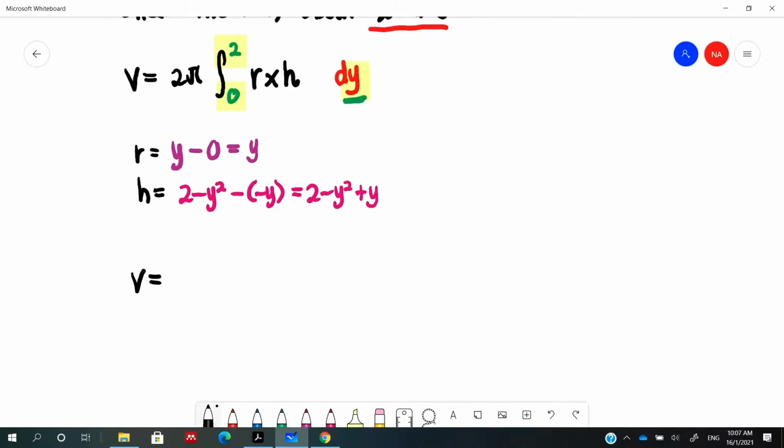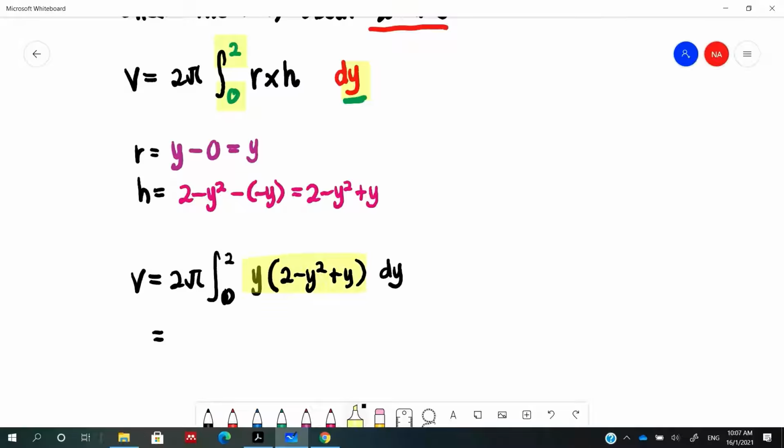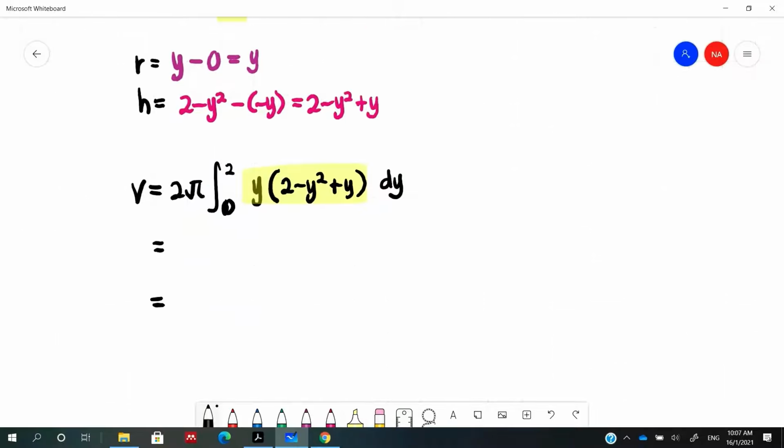So the volume should be 2 pi, integrate from 0 until 2, radius, which is y, and the height, which is 2 minus y squared plus y, dy. So what you need to do is expand this, and then integrate and get a final answer in terms of pi. Alright, so that's it.